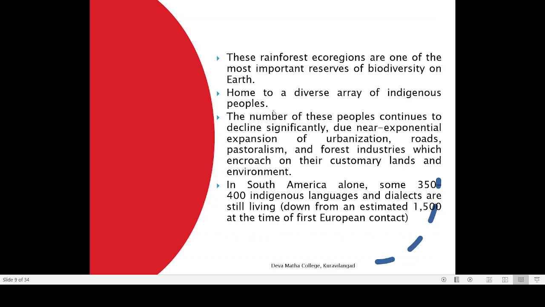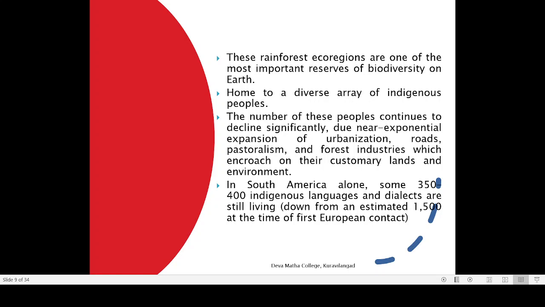Then the number of these people continues to decline significantly due to exponential expansion of urbanization, roads, and pastoralism. Pastoralism means converting forest into grassland. That is the meaning of pastoralism. The other is the forest industry. So these two factors: one is conversion of forest into grassland, and the second is cutting down trees for forest industries. They are actually destroying most of the regions of South America. And right now, these tribal groups in South America are not able to live there. Even in Kerala, we know the problems faced by our tribal communities.